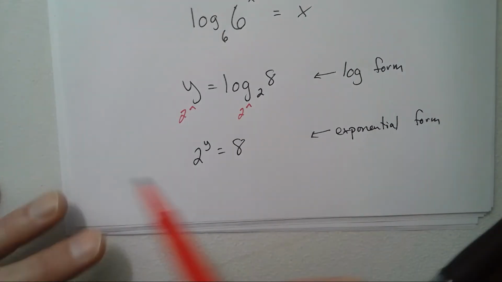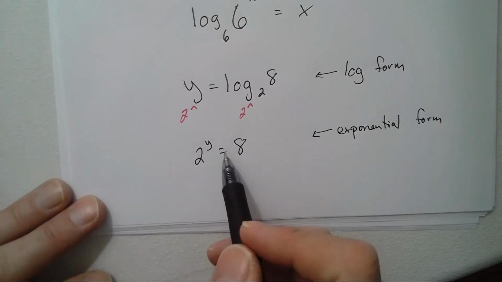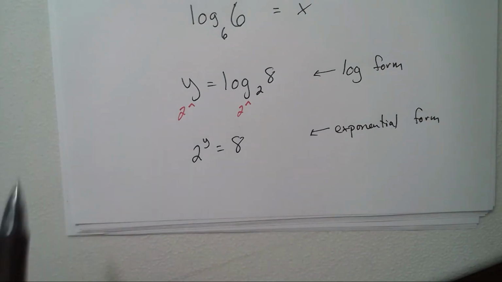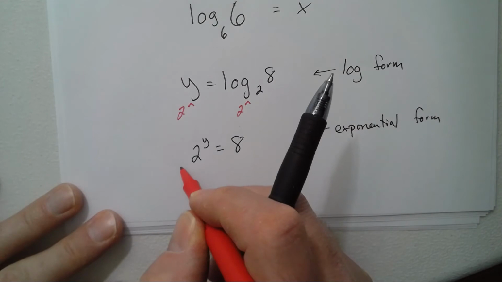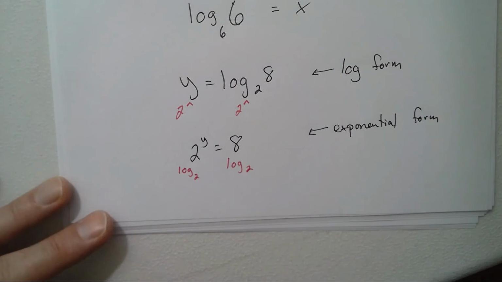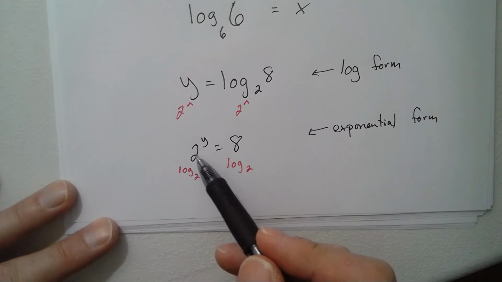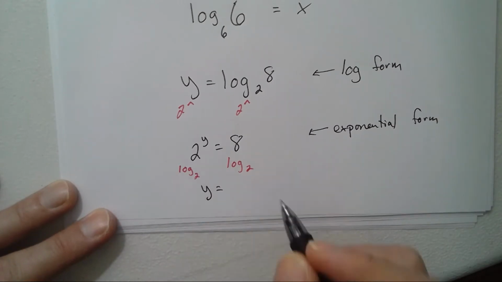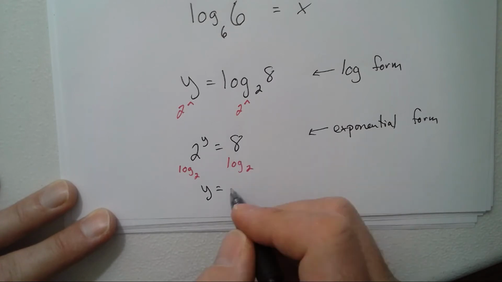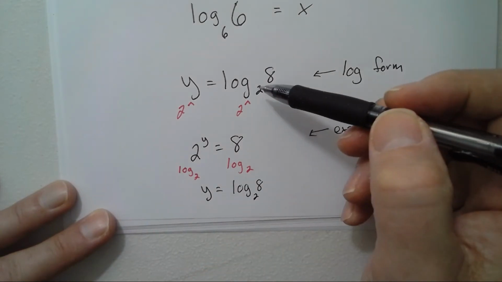And if we wanted to go back, if you're given an exponential form and you wanted to create a log equation, you'll be asked to do that. Figure out what the base is. The base is 2, so you have to do log base 2 of each side. And on the left, that will undo 2 to the power, so it'll just be y equals. And on the right, we're taking log base 2 of 8, so it's just the log of 8 base 2, and we're right back where we started in the log form. Log is short for logarithm.